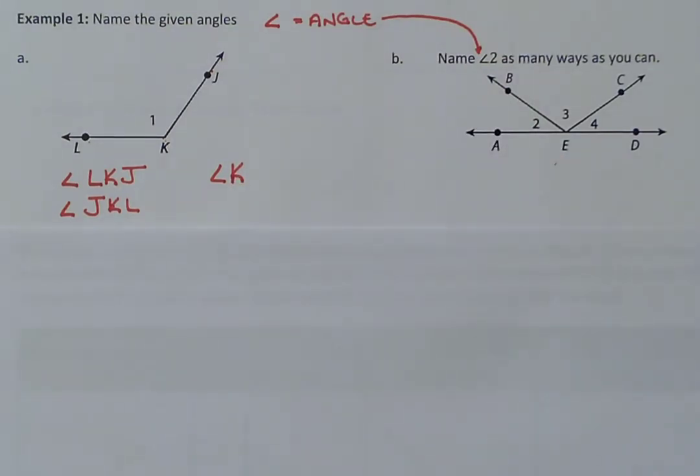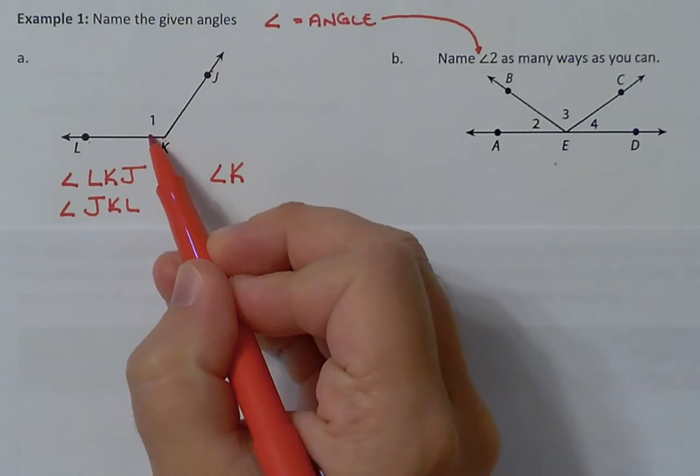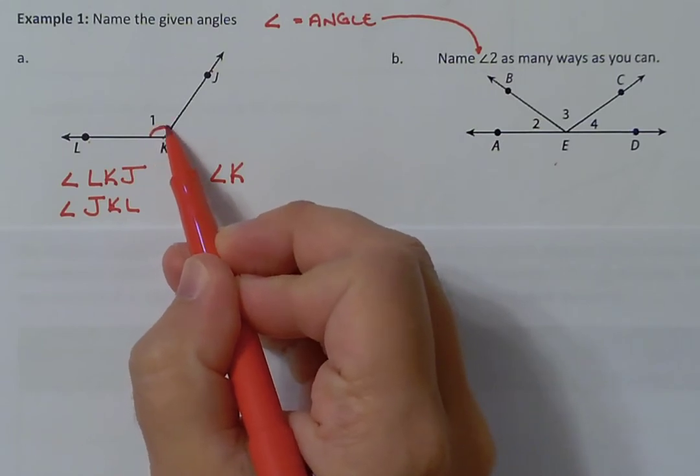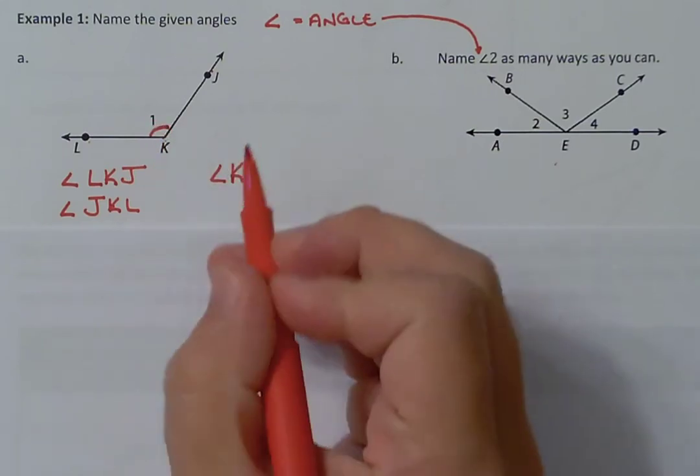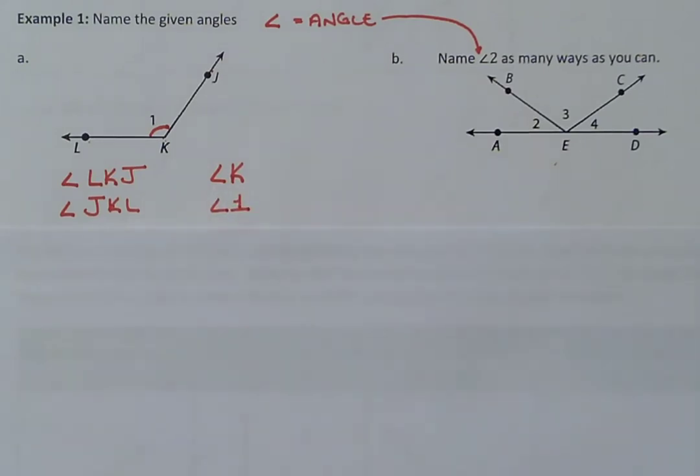Now, there is one last way, if you have a number inside the angle here. We're talking about this angle right here, they've attached the number 1, so I could also name this angle 1.